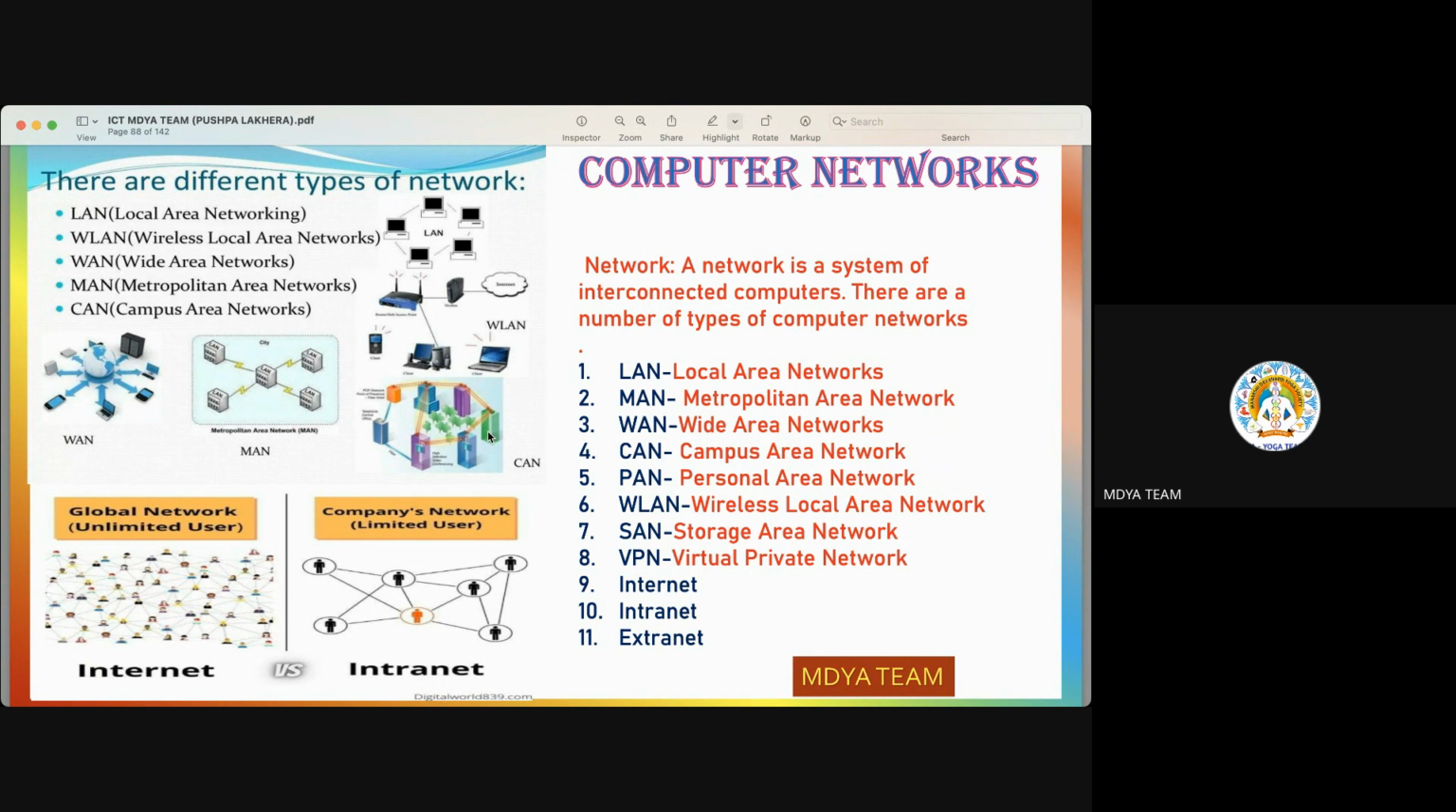First is LAN. LAN means local area network. As the name suggests, local area network has a certain limitation. Up to a few meters you can connect various computers like this. Here it is shown, there are four or five computers in one room, or in a single building, and they can be connected using cables.